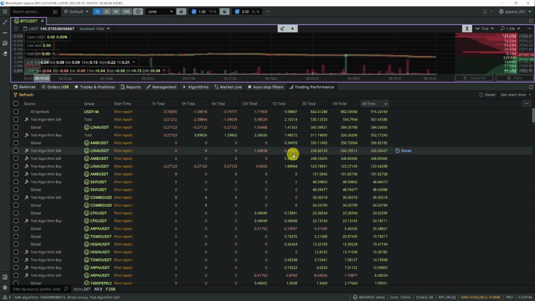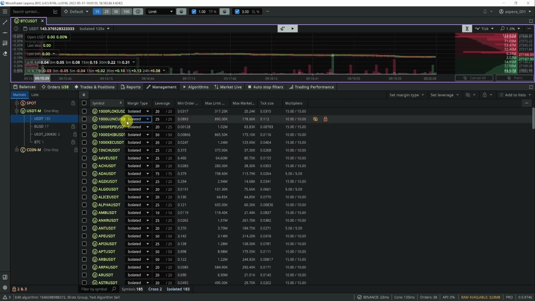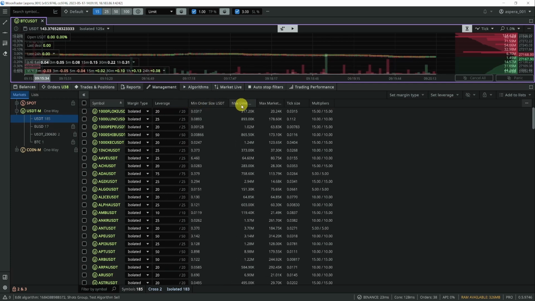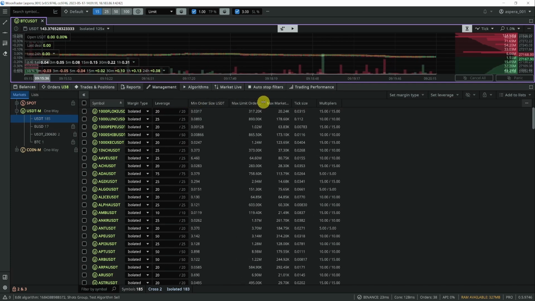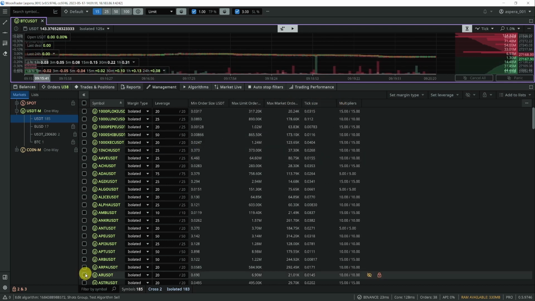However, there is one group of coins that I want to eliminate. For that, we have to go to the Management tab. Go here, and here you have a list of all coins traded on Binance Futures on the USDT margin contracts. Here, let's take a look. There are a total of how many? 185 of them. And you have here what I'm going to be looking at, leverage and margin type.